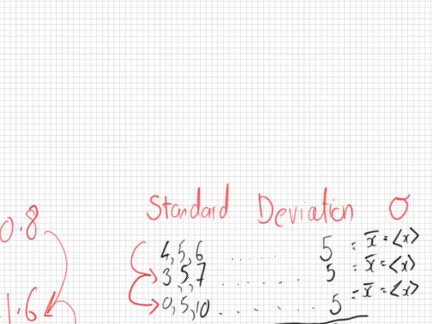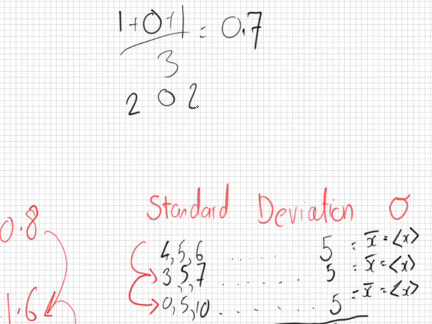If I look at the first piece of data, how far away is the number 4 from the average? It's 1 away. How far away is the number 5 from the average? 0. How far away is 6 from the average? It's 1 away also. What's the average of those numbers? About 0.7 to 1 decimal place. Now, how far away is 3 from the average? 2. How far away is 5? 0. And how far away is 7? 2. And what's the average of those 3 numbers? About 1.33, isn't it? 4 over 3.